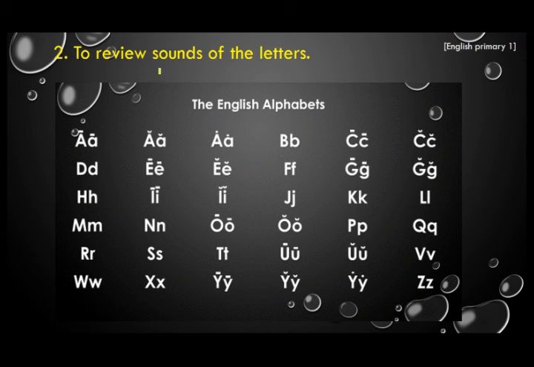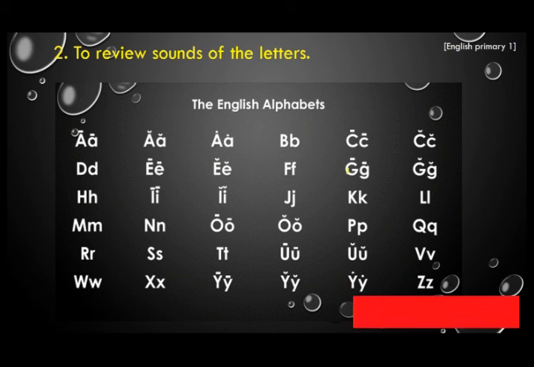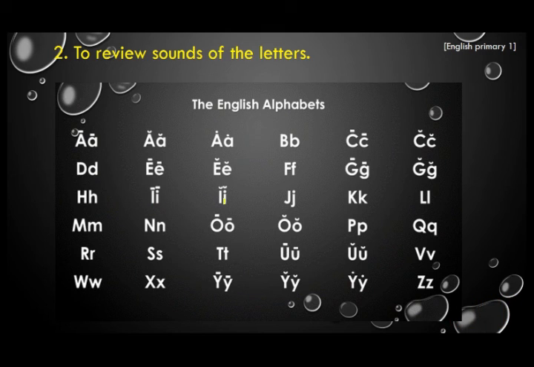Our number 2 is to review sounds of the letters, the English alphabet. Letter A has 3 sounds. Can you remember the sounds? Letter B has 1 sound. C, 2 sounds, S and K. D, 1 sound. E, 2 sounds. F, 1 sound. G, 2 sounds, J and G. H, 1 sound. I, 2 sounds, I and E.